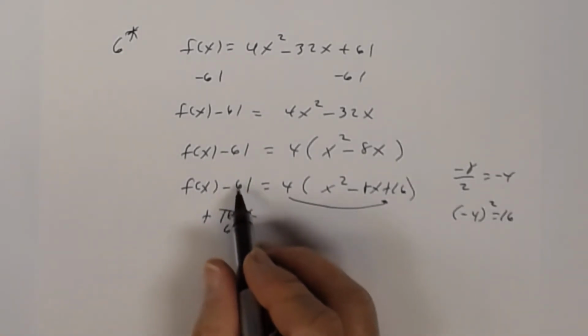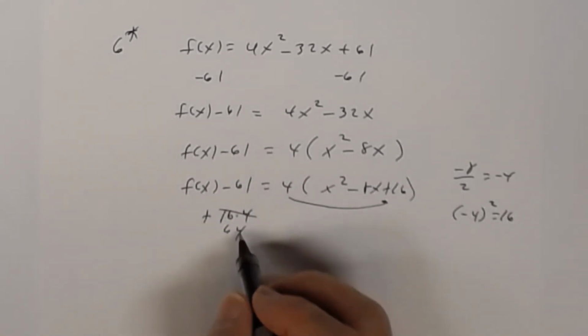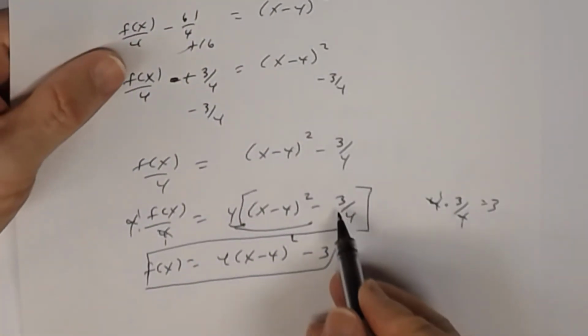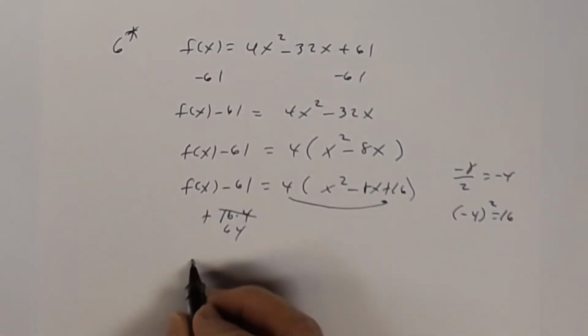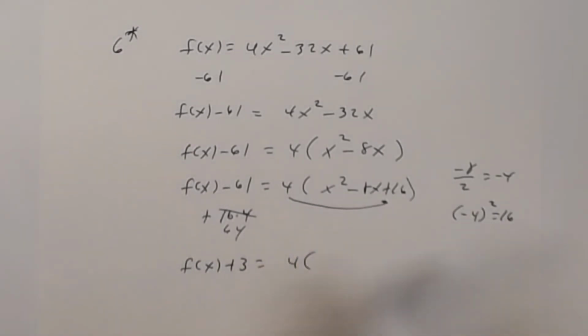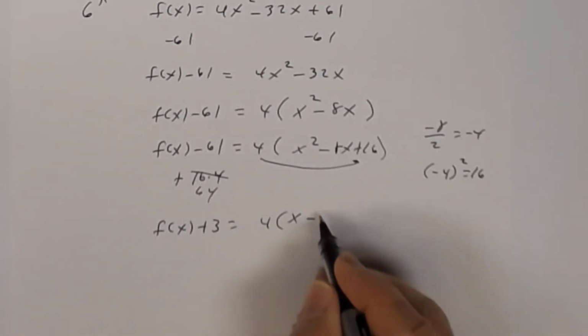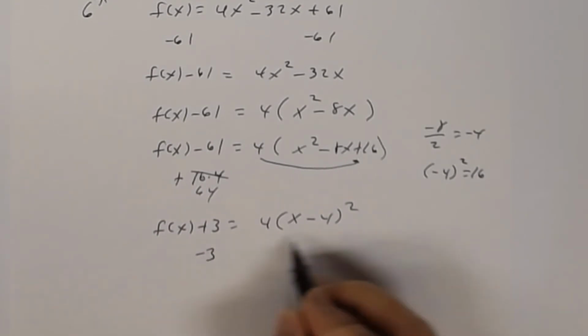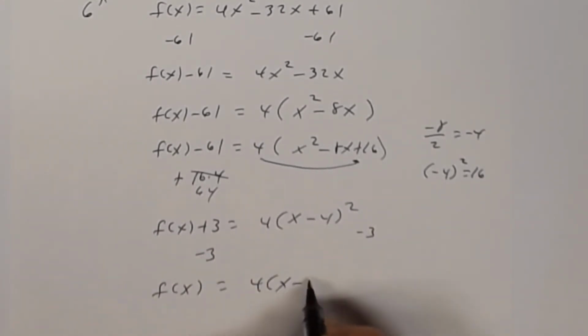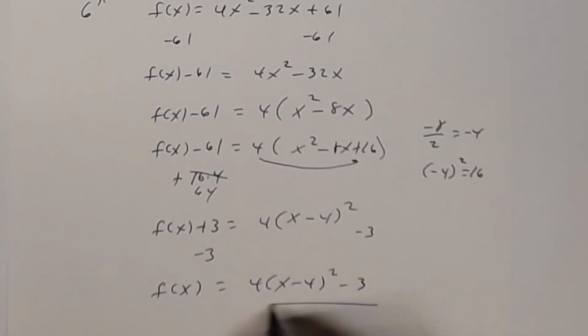And so now, when you combine like terms, negative 61 plus 64 is just 3. And that should sound familiar, right? Because that was a 3 here. See that? That was a 3 here. So you get f of x plus 3 equal 4 times, and this is now a binomial squared. So you get x minus 4 squared, and then just subtract 3 and you're done. So f of x equal 4 times x minus 4 squared minus 3.